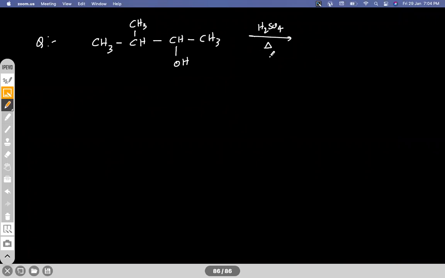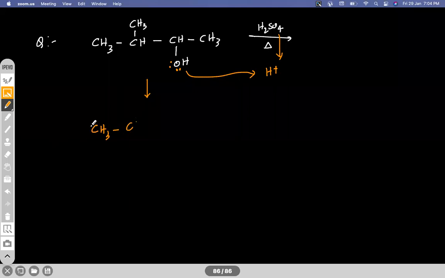This acid will give H plus, and with this H plus, this OH will protonate, right? We'll get H2O plus, then H2O goes out, and we'll get a positive charge on this carbon atom. So the carbocation that we get in the first step is CH3CH, CH3, CH positive charge, CH3. This is the carbocation we get.